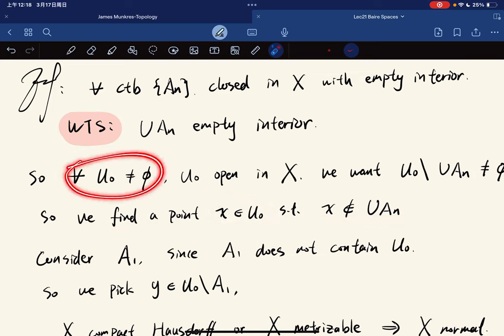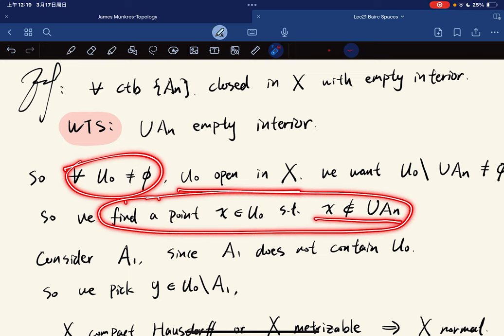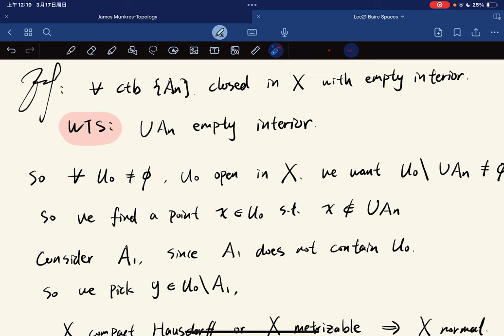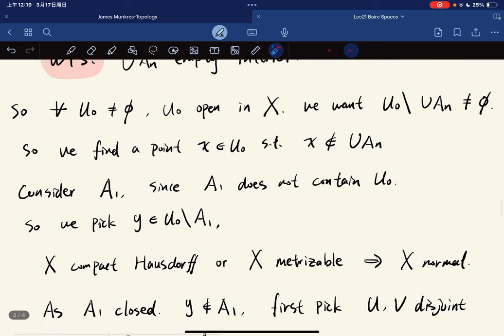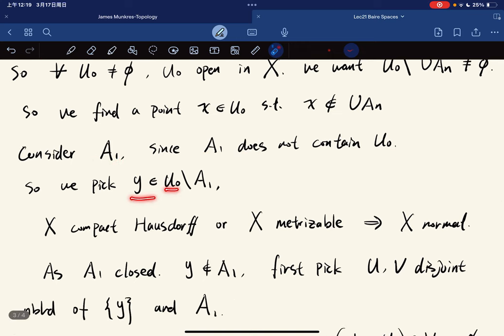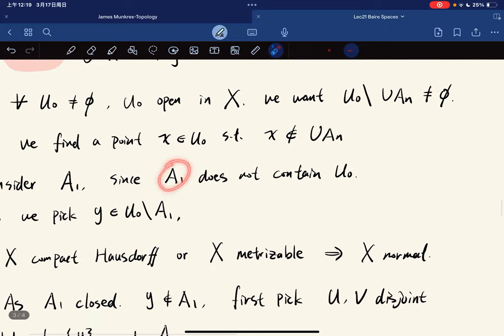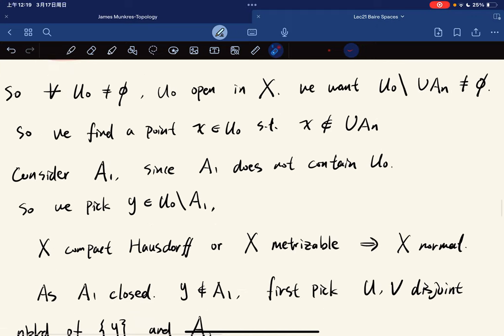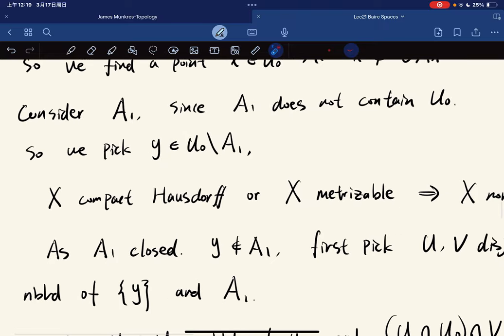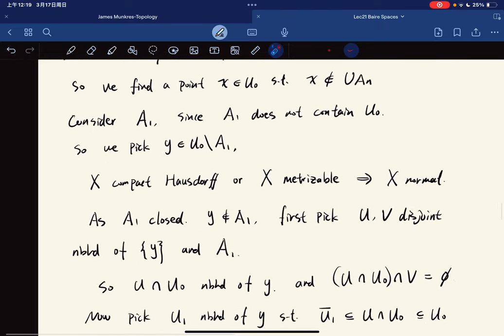So for any open U0 in X, we need to find a point that is in U0 but not in the union. Let's just do some construction. Consider A1. Because A1 does not contain U0, we pick a point Y that is in U0 but not in A1. Why does A1 not contain U0? Because if A1 contains U0, then U0 is contained in the union of all the A's, which is a contradiction. So we pick Y in U0 but not in A1.